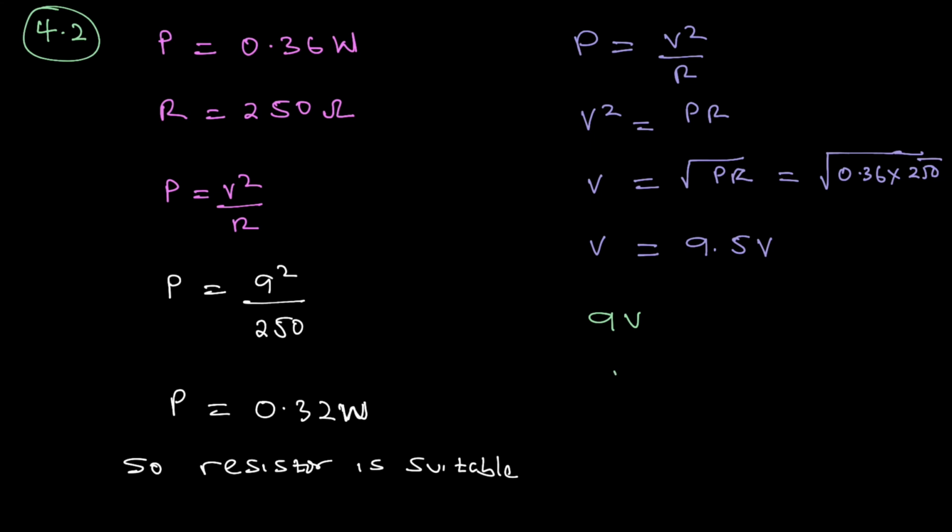So we can say it will not dissipate at 0.36 watts, because it will only dissipate at 0.32. Question 4.3. Determine the value of R that the student should select. Give your answer to an appropriate number of significant figures.